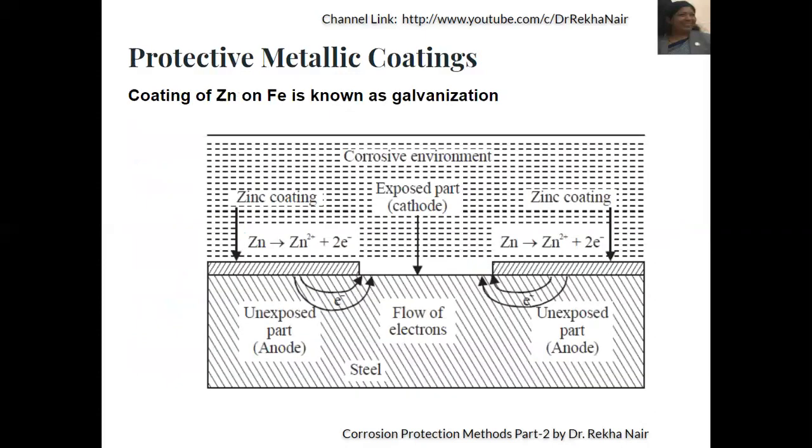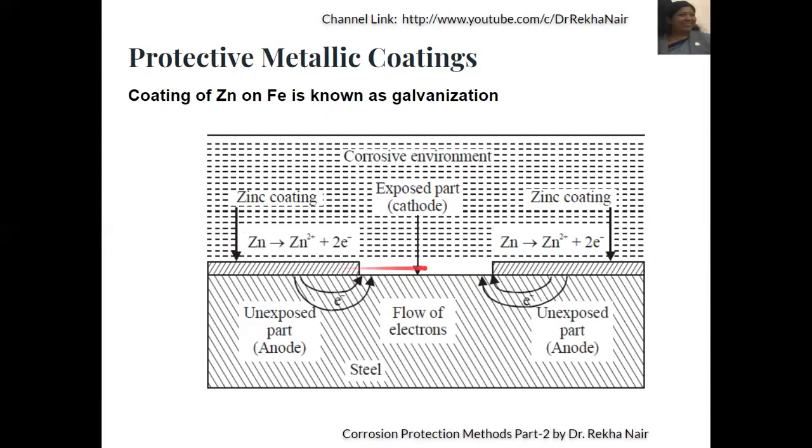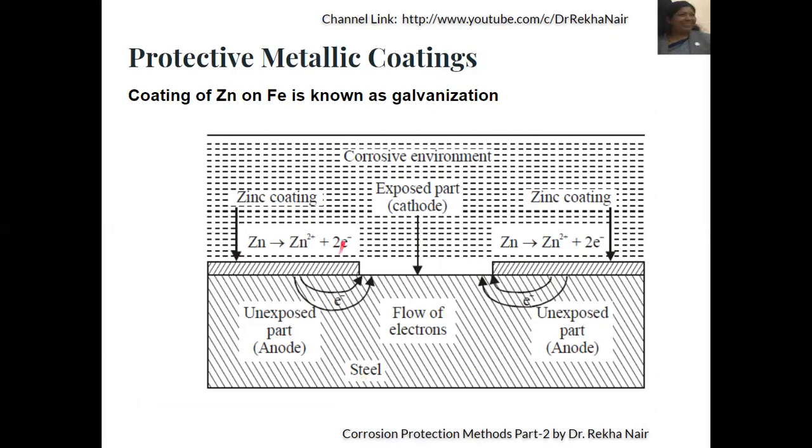The coating of zinc on iron is known as galvanization. Let us understand it by diagram. See, this is zinc coating and this is iron, steel, with the coating of zinc over this. This coating is anodic in nature and this base metal is cathodic in nature. At the anode, there will be an oxidation reaction, that is zinc will lose its electrons to form zinc 2 plus.